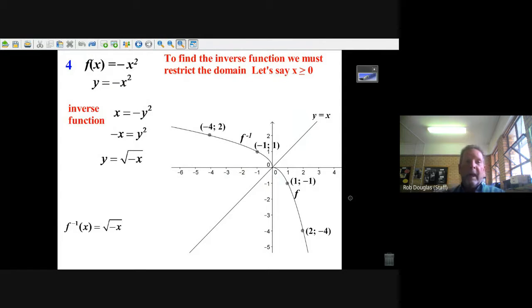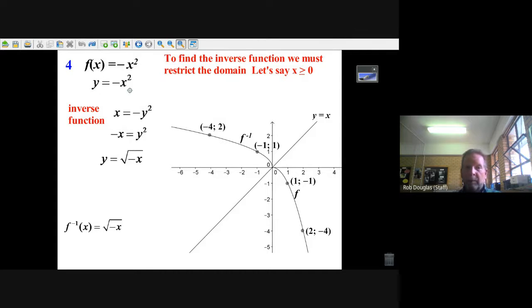Okay, we're going to look at how to find an inverse function and then how to sketch the function. Okay, let's start off here. You start off with f of x equals minus x squared, and you're asked to find the inverse function.